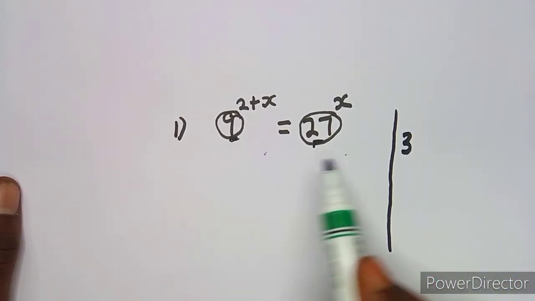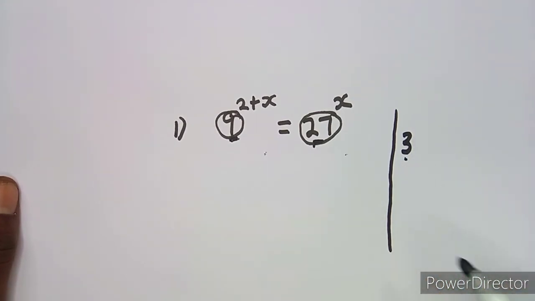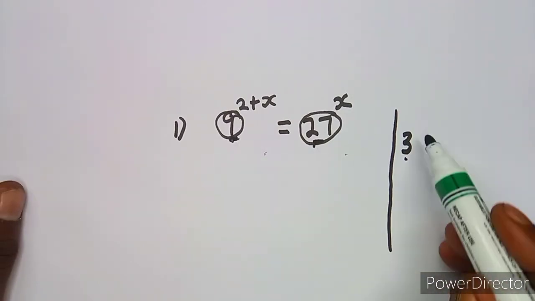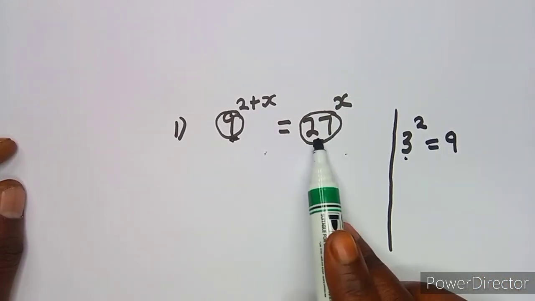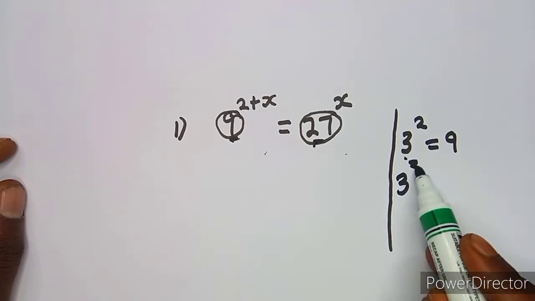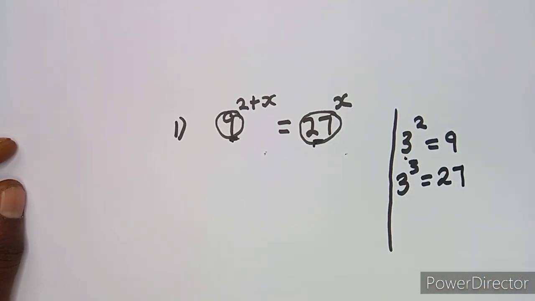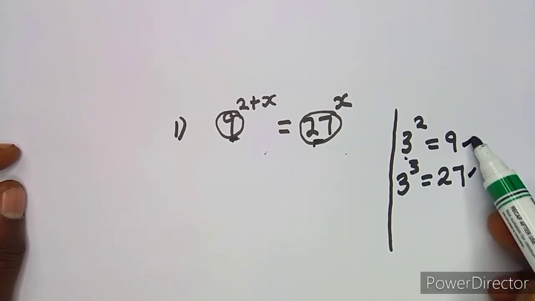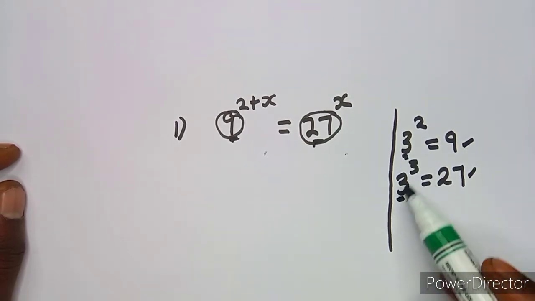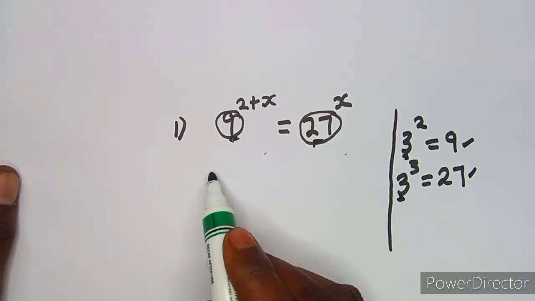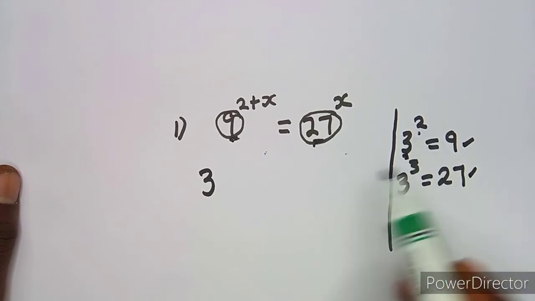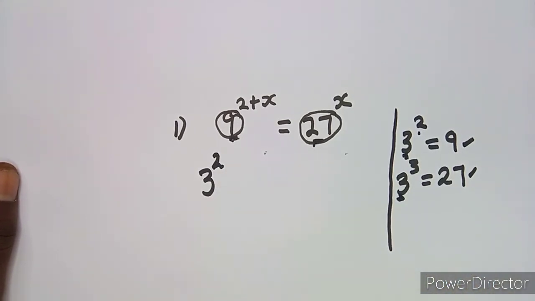So 9 in base of 3 is 3 to the exponent of what? Is 3 to the power of which number that is going to give us 9? This is 3 to the power of 2, which gives you 9 from your calculator. 27 is 3 to the power of 3, which gives us 27. As you can see, these two numbers can be written in the same base, which is the base of 3. So I'm going to write this 9 as 3 to the power of 2. Remember, 9 is 3 to the power of 2, like this.